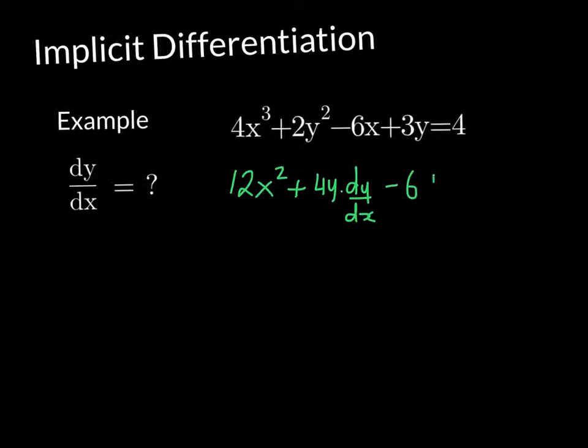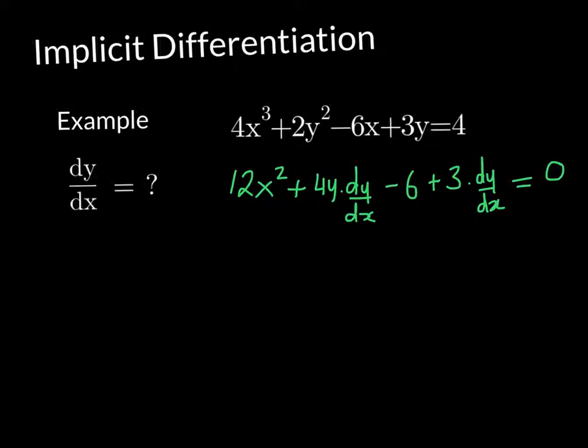Then we have plus 3y. So again, we differentiate it with respect to y, which would just give us 3, and then that's just multiplied by dy/dx, according to the chain rule. And then on the right hand side, we have just 4, so if we differentiate that with respect to x, we just get 0.